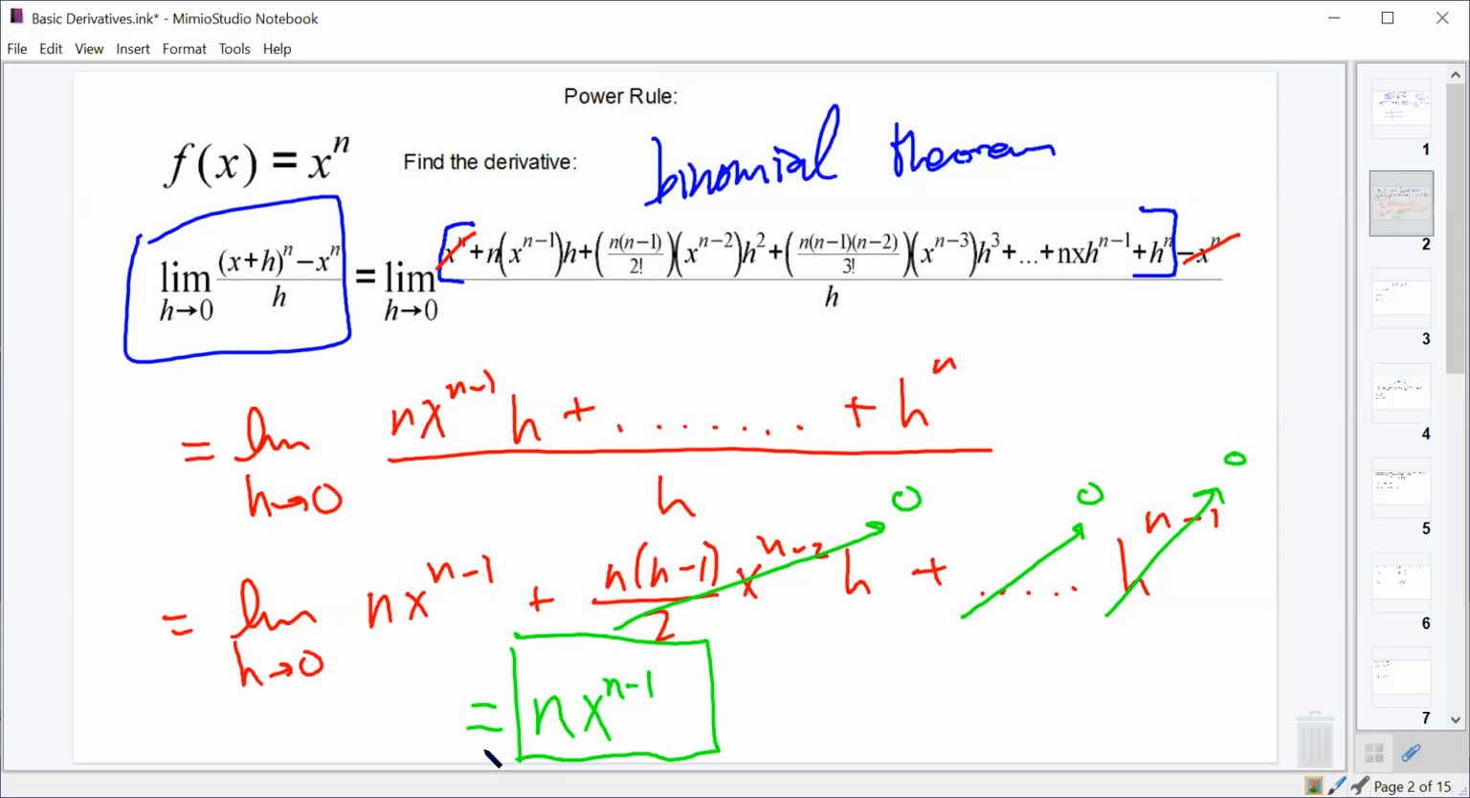The power rule says if I take the derivative of x to the n, the answer I get is n times x to the n minus 1. End of story. Pretty easy, hopefully. Any questions on how we got that? We're going to use it a bunch of times, because this is the rule that you're going to end up using more than any other rule for derivatives. So we're going to make sure we see how it works.